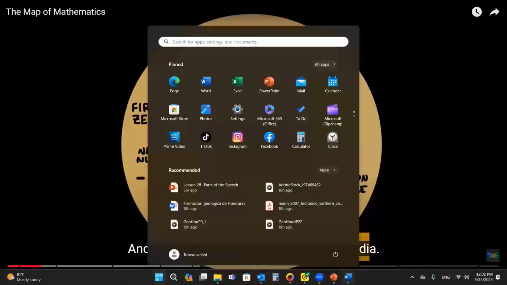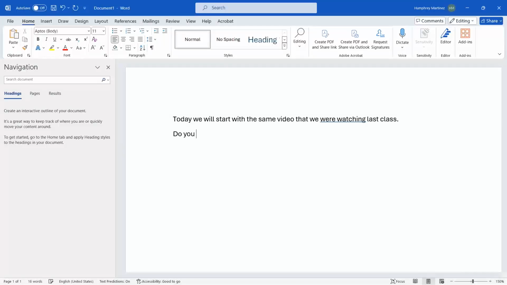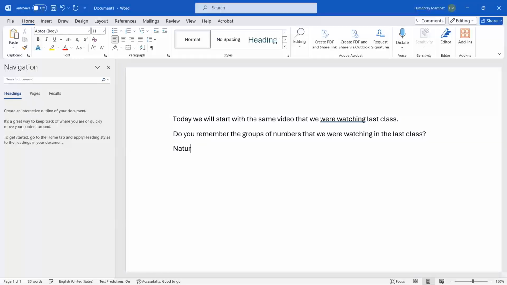Do you understand the question, Natalie? Do you remember the groups of numbers that we were watching the last time? Which groups were there? Do you remember there are natural numbers? We have the integers. What were the natural numbers, Natalie?